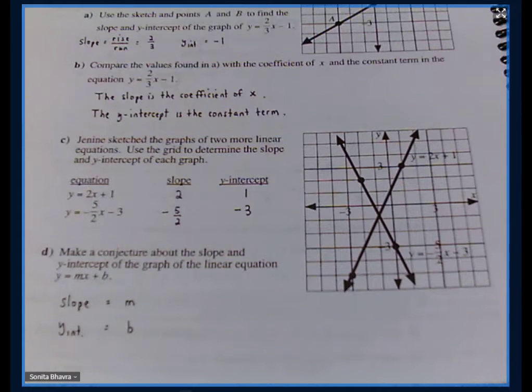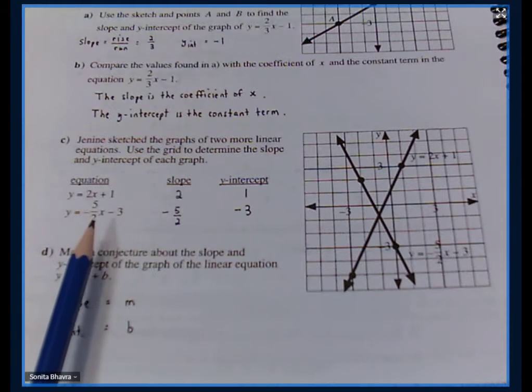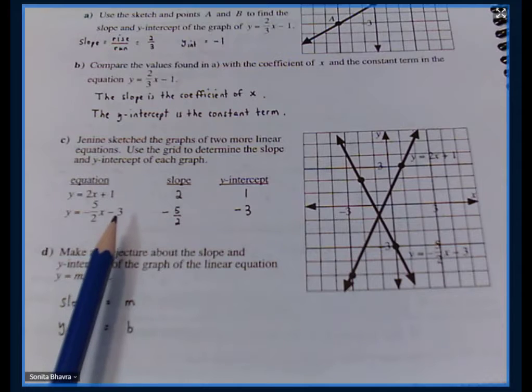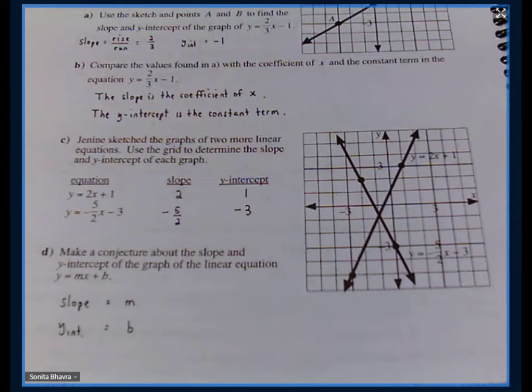And compare that to our equation of our line. Our slope is -5 over 2 and our y-intercept is -3. So what we know from our equation, y equals mx plus b, is our slope is represented by m and our y-intercept is represented by the b.